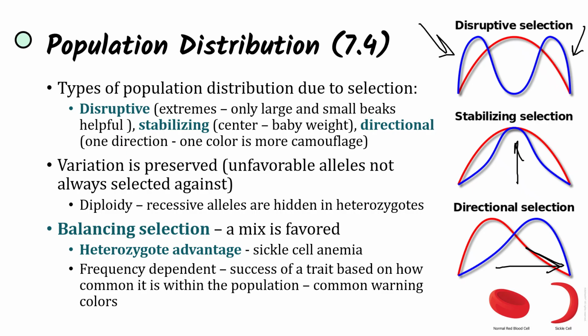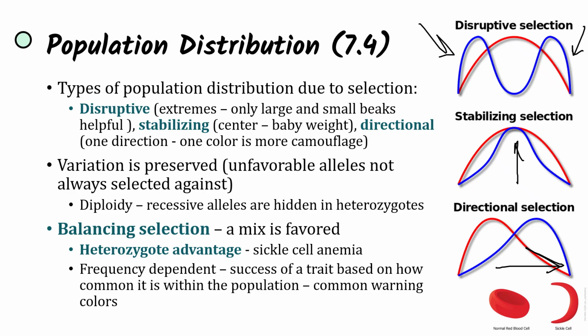And variation is preserved within populations. Unfavorable alleles are not always selected against. So if there's one favorable trait, then why are the other traits not removed from the genetic makeup of the population? Well, first of all, recessive alleles can be hidden in heterozygotes. So even if a recessive allele is not beneficial to survival, it can be hidden in heterozygotes that express the dominant allele anyway. And if two heterozygotes breed, then there's a chance for an individual with a recessive allele to come out of that breeding.